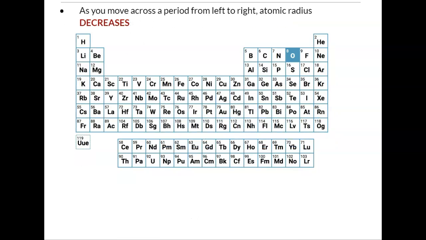Okay, so here is the big reveal. As you move across a period from left to right, the atomic radius decreases. Now, you either got that right or you didn't. And if you didn't get it right, I want you to stop now and think about why it is that atomic radius might decrease as you go across a period from left to right. Okay, let's talk about it.